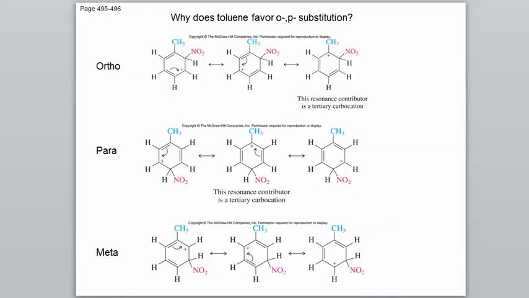Over on the left here you can see we have the three possible isomers that can form when you nitrate benzene. We've got our ortho, para, and meta. And within each of these there's three possible resonance forms that can be drawn. If you recall, when it comes to resonance, if you can draw more than one resonance representation for a molecule, that does make it more stable.